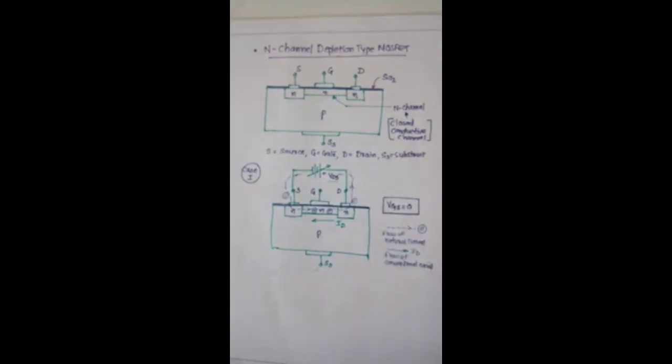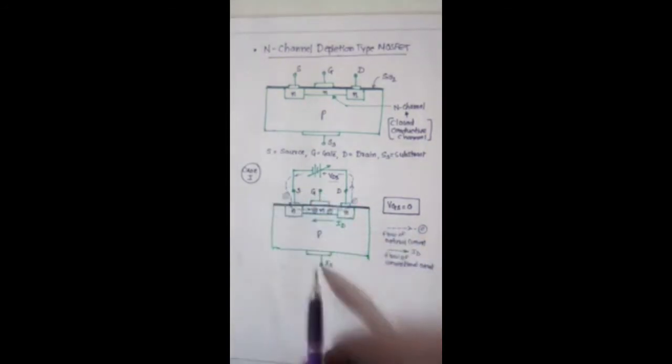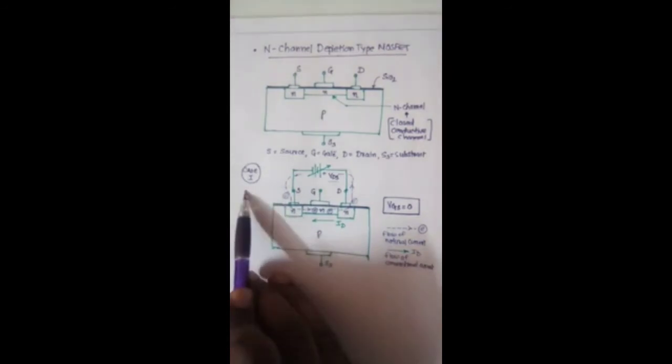Now we want to discuss the working of the depletion type MOSFET. Here we consider two cases. In the first case, suppose we give VGS equal to 0. It means no voltage is given. It means the gate to source is grounded, and the substrate is also grounded.